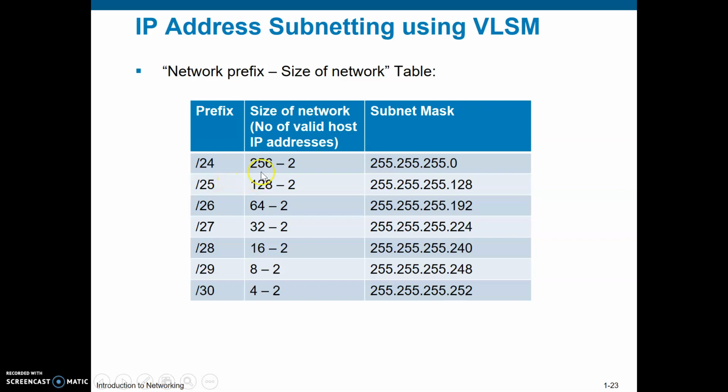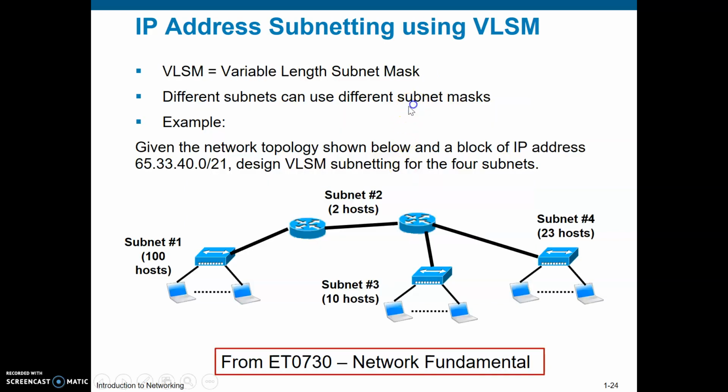/25 will be 2 to the power of 7 minus 2, which is 126, and so on. Okay, and this will be the respective subnet mask for the prefix. So using this table, you can use it for your subnetting questions. Okay, now let's do one example.